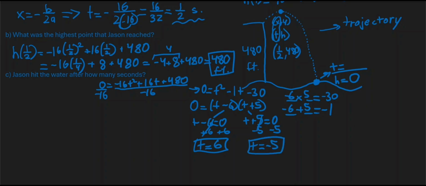All right, and this means that the original quadratic function has two x-intercepts, one of which is at 6 and the other at negative 5. But in context, time can never be negative, so the negative solution is extraneous for us. And we know that Jason hits the water 6 seconds after launching himself off of the cliff. So the answer for that would be 6 seconds.